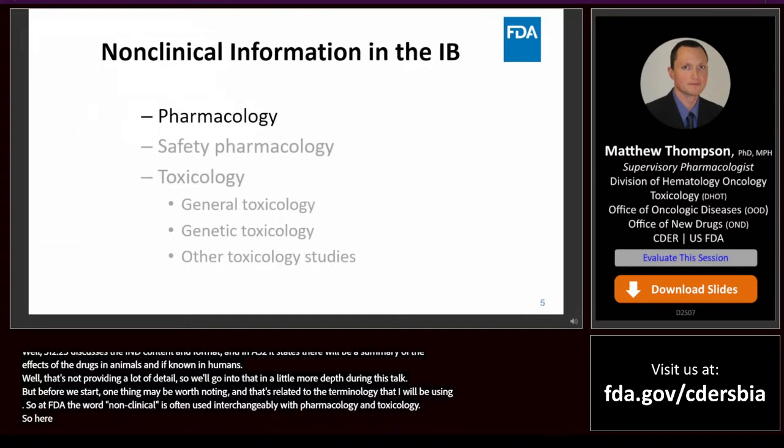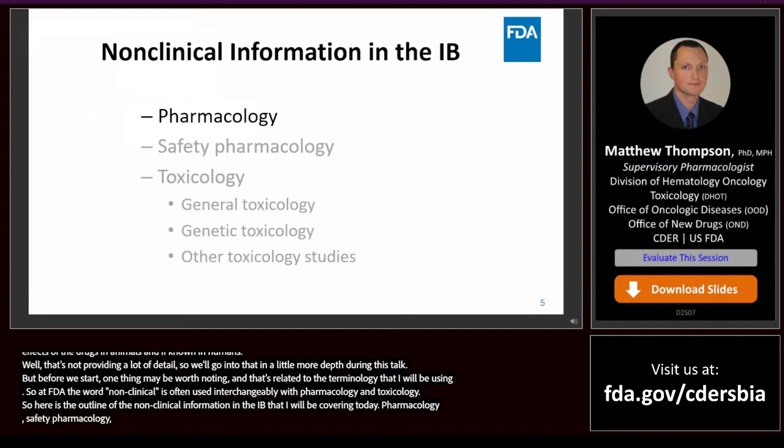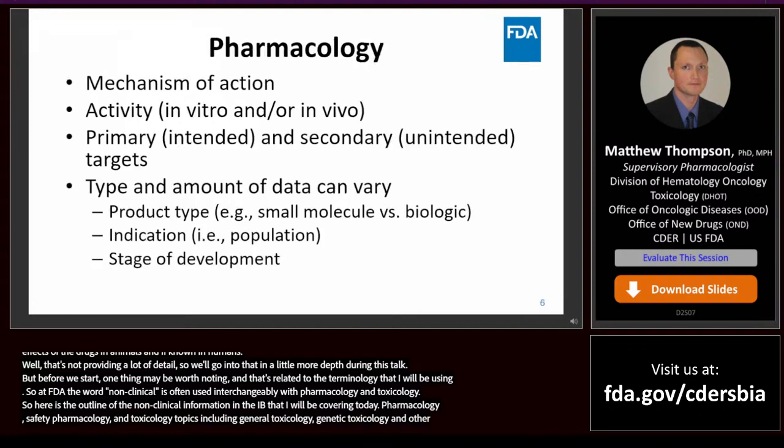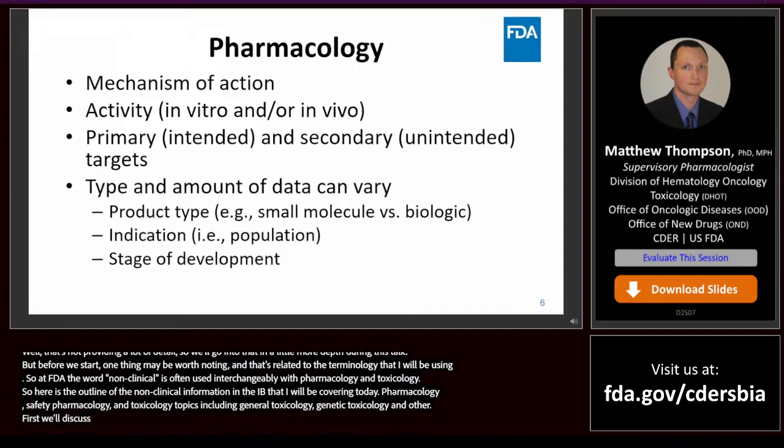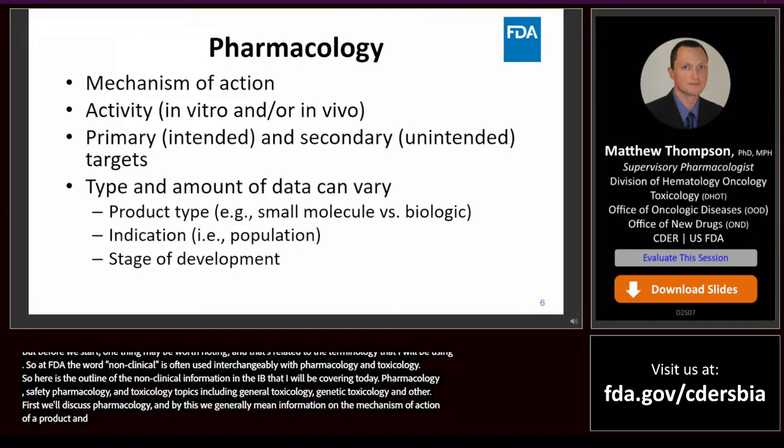So here is the outline of the non-clinical information in the IB that I'll be covering today. Pharmacology, safety pharmacology, and toxicology topics including general toxicology, genetic toxicology, and other. First, we'll discuss pharmacology, and by this we generally mean information on the mechanism of action of a product and its activity, whether that be in vitro or in vivo.